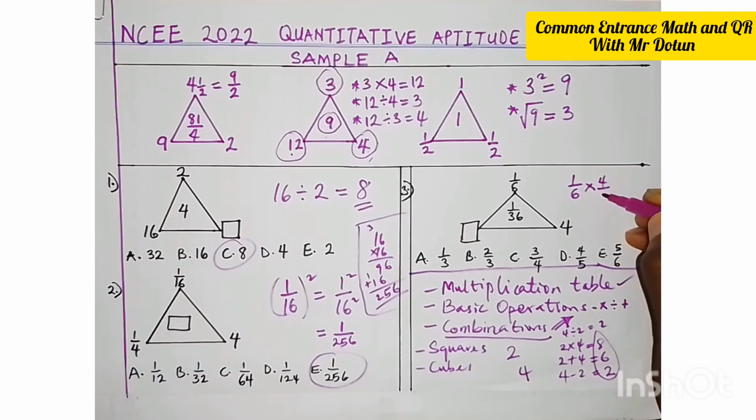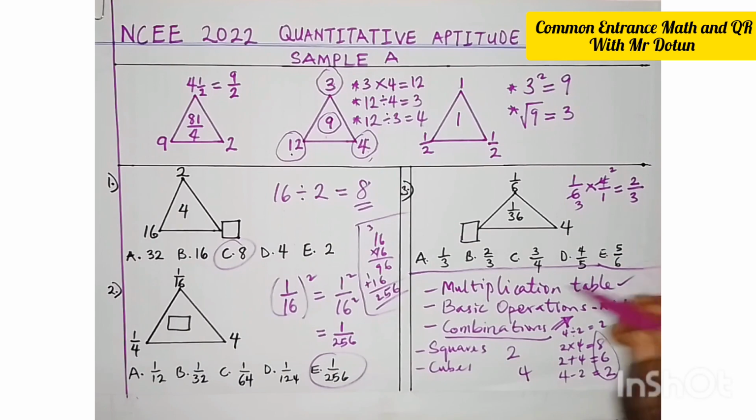So I could put this over 1. Then I use my division by cancellation. 2 goes in 4 is 2, and 2 in 6 is 3. So 1 times 2 is 2, and 3 times 1 is 3. So my answer is 2 over 3, and that is option B.